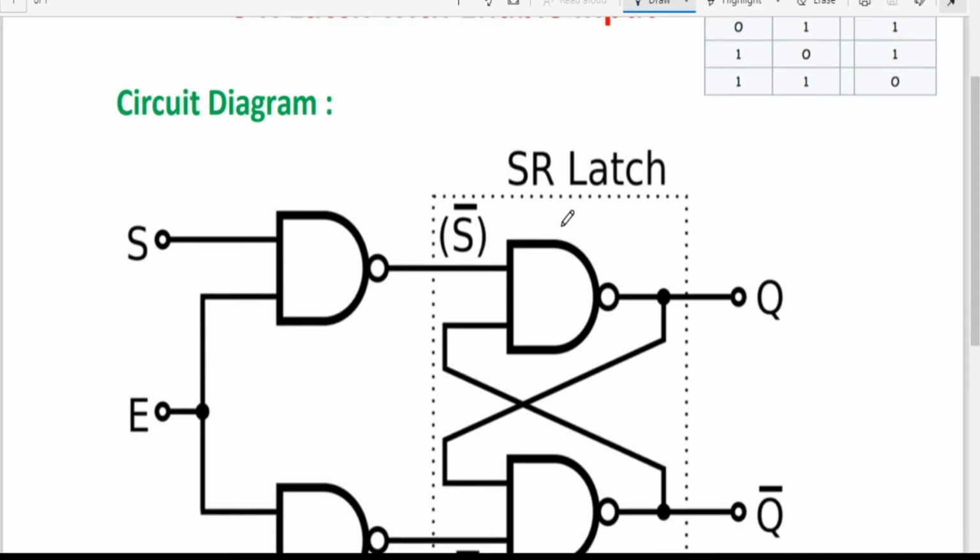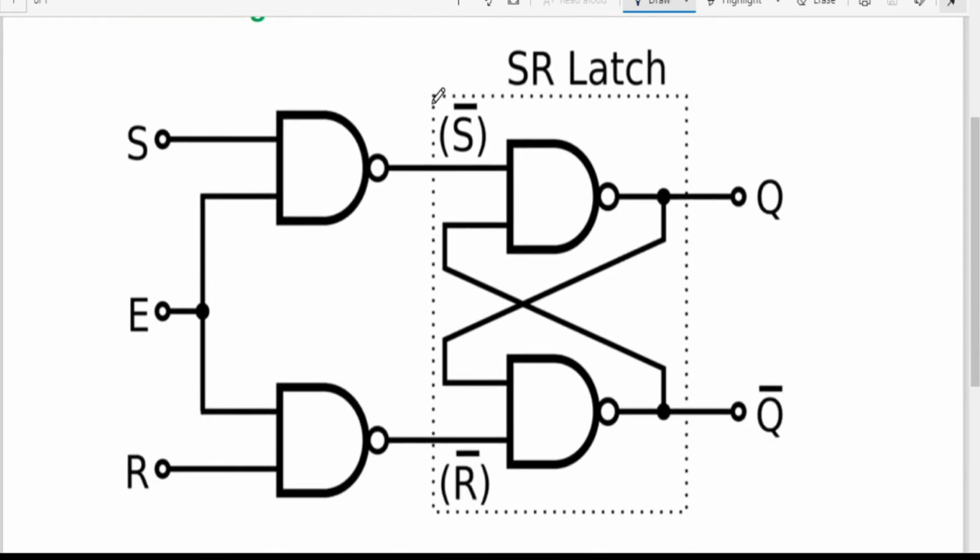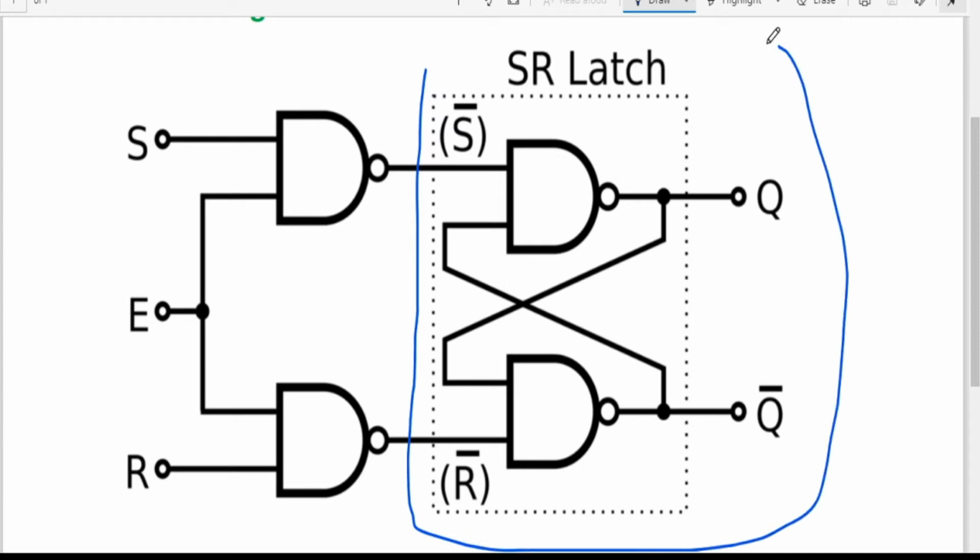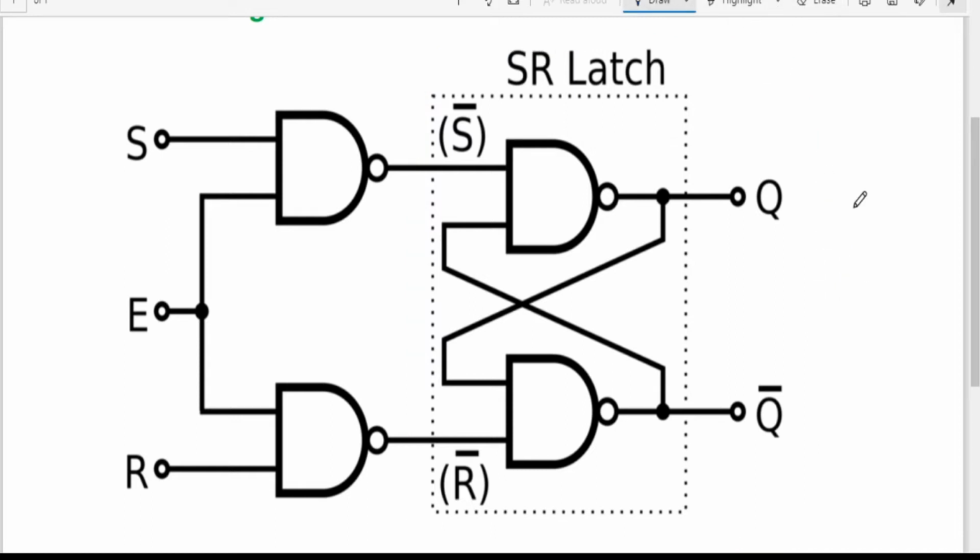Okay, so basically if we revise, this is what we have, our SR latch. This is what we discussed in our previous class. Okay, this is an SR latch, and if you look into the truth table of an SR latch that we discussed in the previous class, we had two inputs. We had S bar, we had R bar, and we have the Q output. Whenever we had the input as 0 0, the state was undefined.